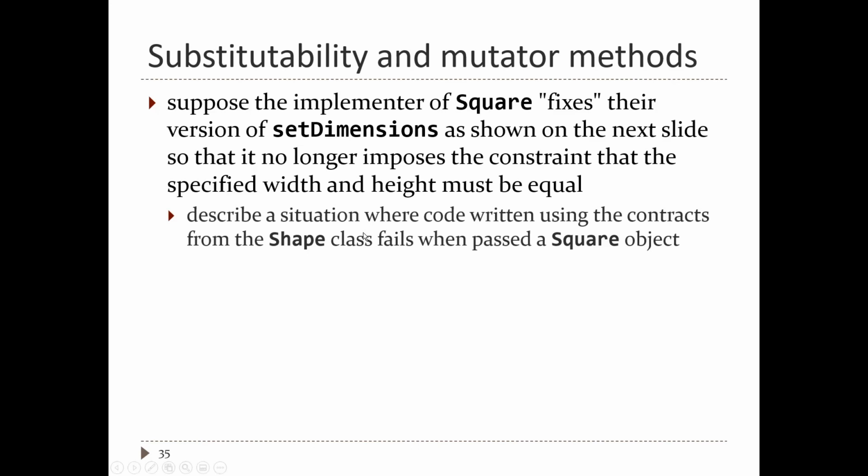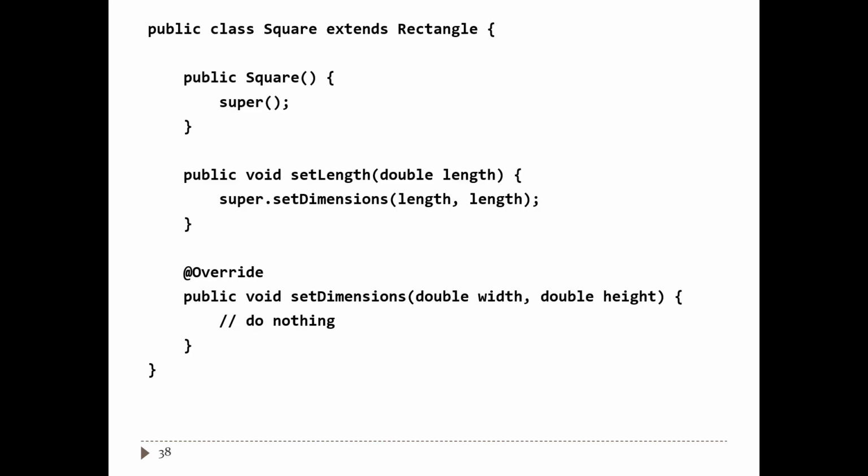So it's easy to come up with a situation where someone could have written code looking only at the shape class contract of set dimensions, and now their method fails when it's passed a square object. Another example of set dimensions in the square class would be the following. So here, set dimensions is implemented so that it does nothing. So it doesn't throw an exception, which is good. However, it doesn't satisfy the shape contract because it doesn't actually change the width or height of the square.